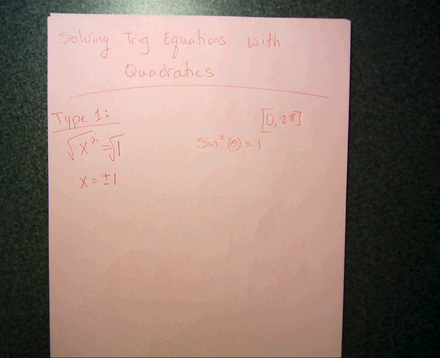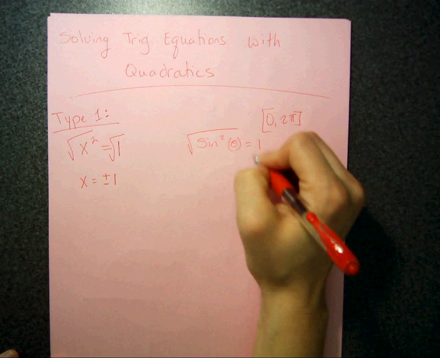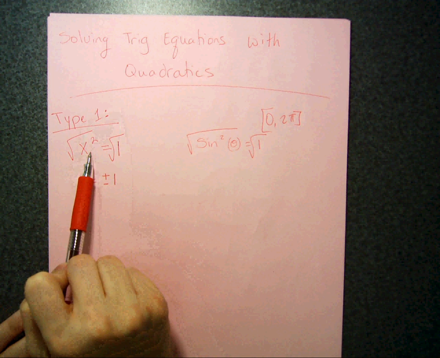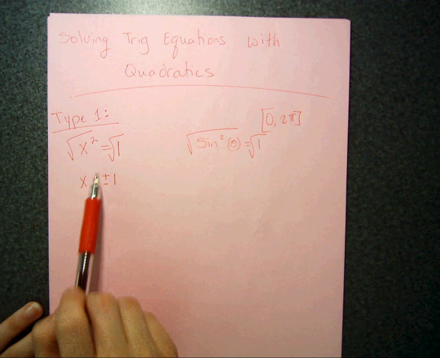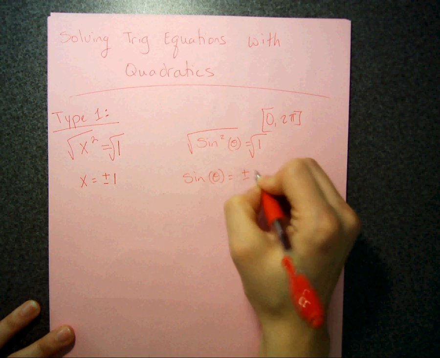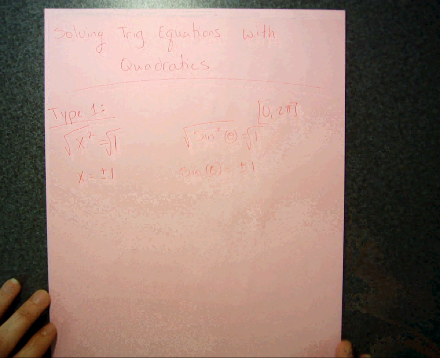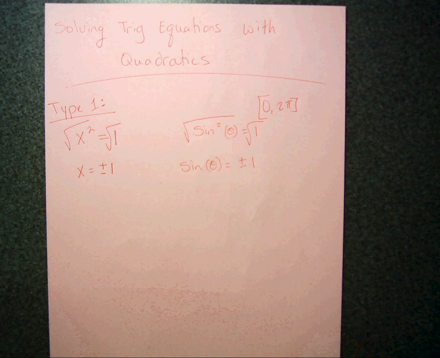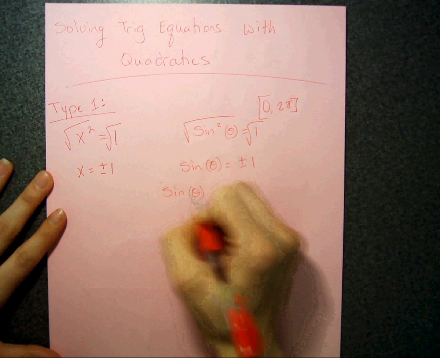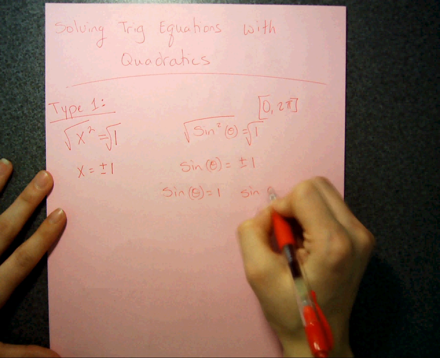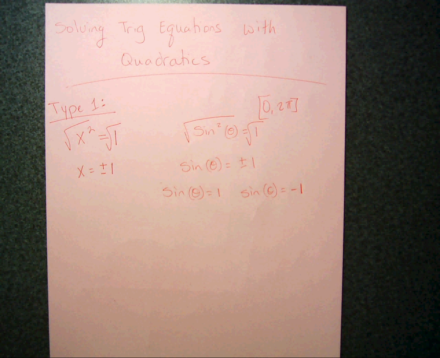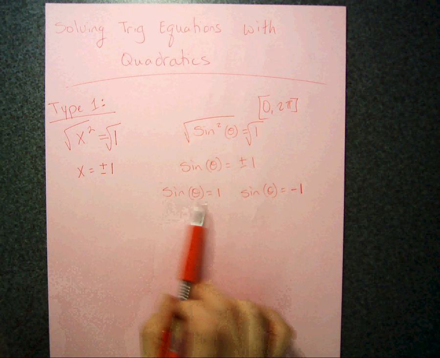How am I going to get rid of that square? Take the square root, just like I did with the x. And again, just like with the x, I need to account for the plus or minus, right? So that means that sine of theta is equal to plus or minus 1. Now, working with the trig equation, I have one more step after that. I'm going to break it apart into the two different equations I have. I have that sine of theta is equal to positive 1, and sine of theta is equal to negative 1. Now I have two basic trig equations to solve.